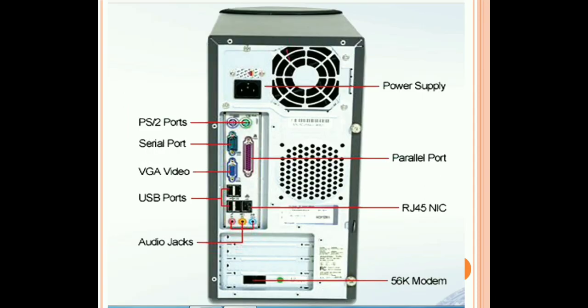Here you can see the back side of the CPU. Different kinds of ports are present there. What is the purpose of ports? They are used to connect all the input output devices with the CPU. That's why they are able to communicate with each other. So let's discuss all the ports one by one.